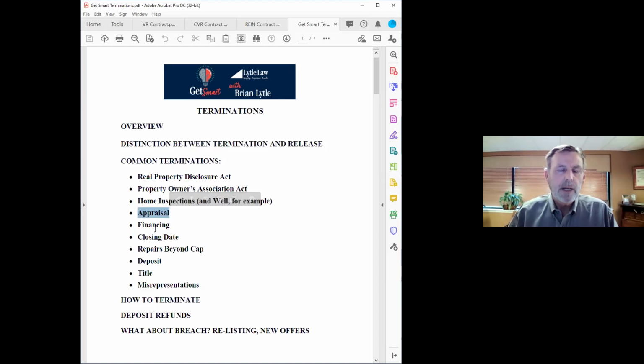Appraisal. Well, we all think about it in terms of financing as a contingency, and if it doesn't appraise, that clause is in the contract. Well, the contract's going to end. But again, two of them, I think all three of them, specifically talk about a party's ability to terminate. So in that situation, you don't really need the other party's agreement about it. You're just going to follow the language of the contract.